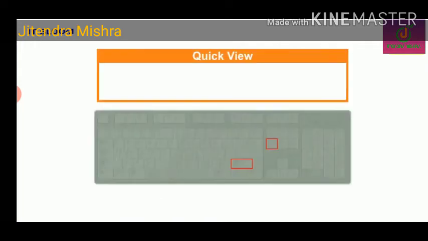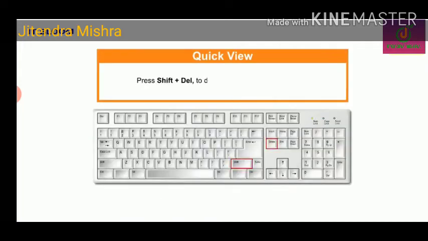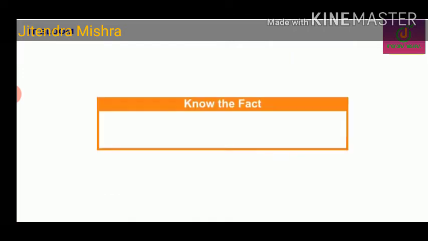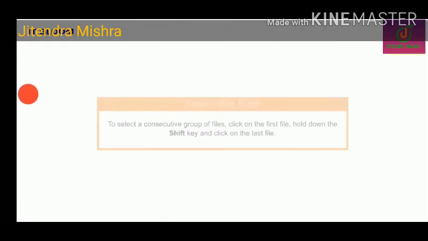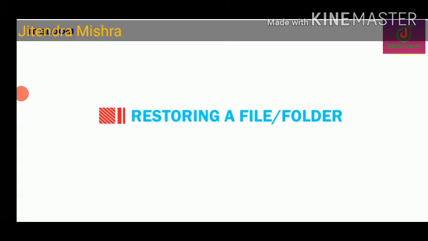Students, if you press Shift plus Delete, then files or folders are deleted permanently. Let me now share an interesting fact with you. To select consecutive groups of files, click on the first file, hold down the Shift key, and click on the last file. Let's now find out how to restore a file or folder.